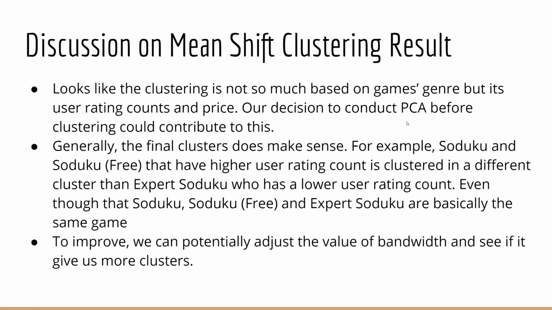We believe that this could be caused by our way of conducting PCA before the clustering, but generally the final clusters do make sense. For example, Sudoku and Sudoku Free have higher user rating counts and are clustered in a different cluster than the game Expert Sudoku. Even though these three games have identical names and identical genre, based on user rating count and price, the algorithm successfully clustered them into different clusters, which benefits our recommendation system.